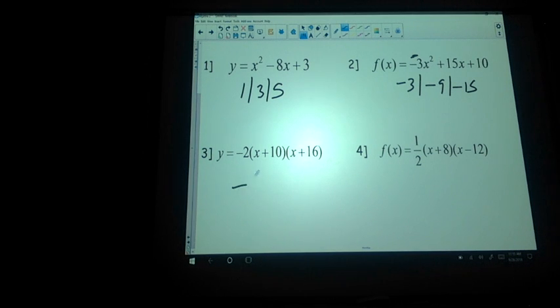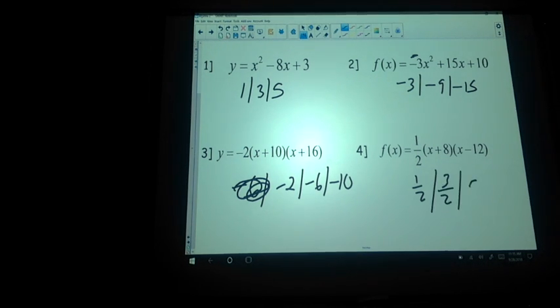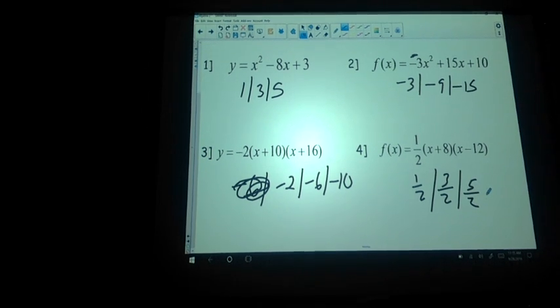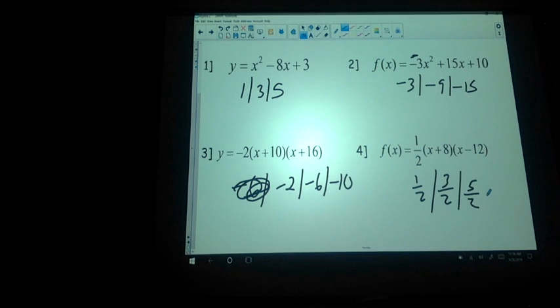This one's going to be negative 2. Well, going ahead of myself. Negative 2, negative 6, negative 10. This one would be 1 half, 3 halves, and 5 halves. Of course, you can make 3 over 2 the same thing as 1.5, 1 half the same thing as 0.5, and 5 over 2 the same thing as 2.5.